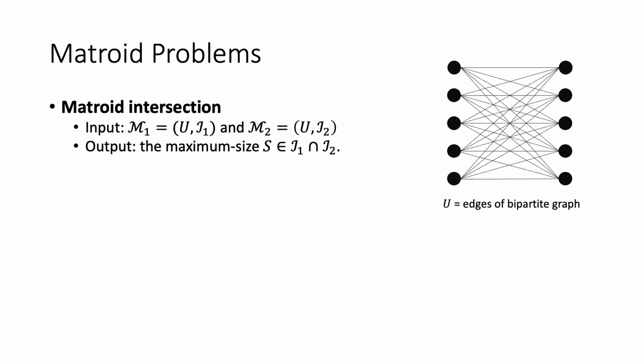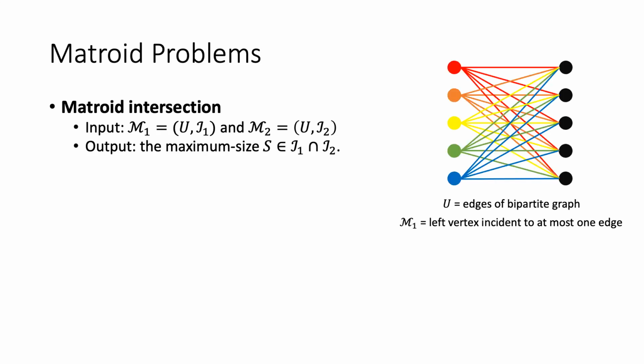This will, for example, model the bipartite matching problem. If we define the matroid to be over the edges of this graph, then in the first matroid, we can say that an edge set is independent if each vertex on the left is incident to at most one edge in this subset.